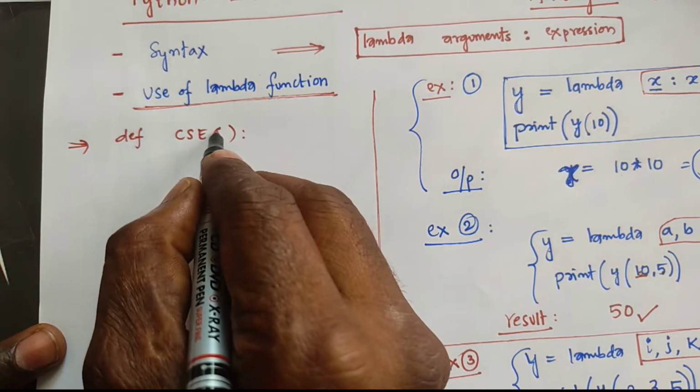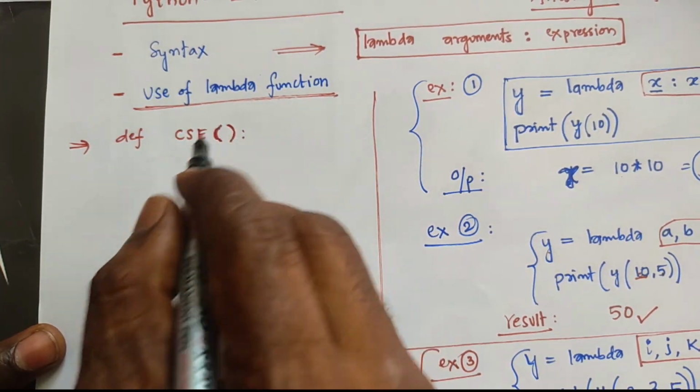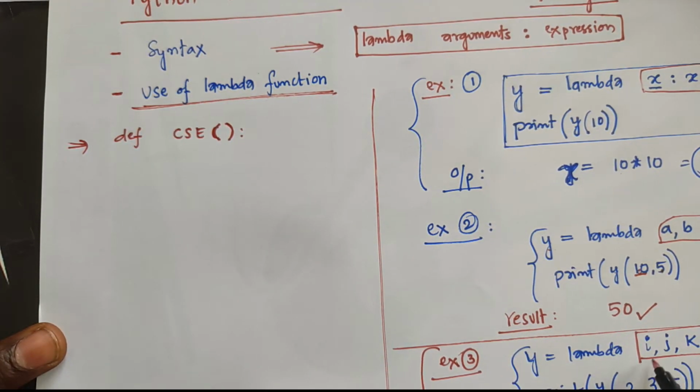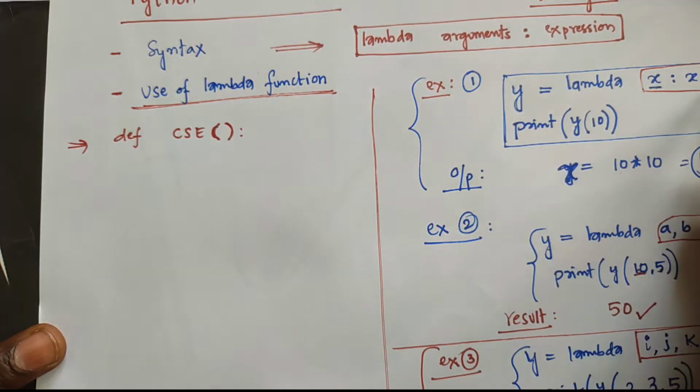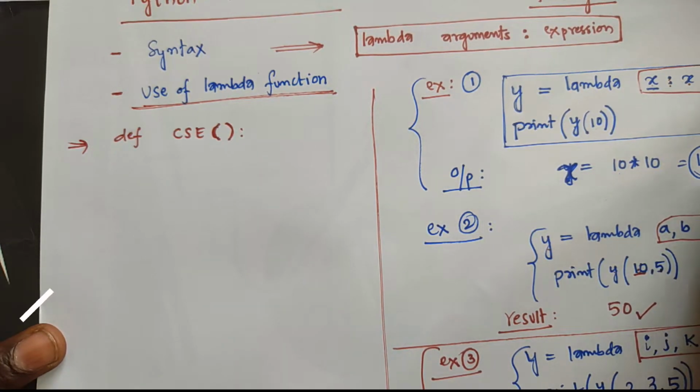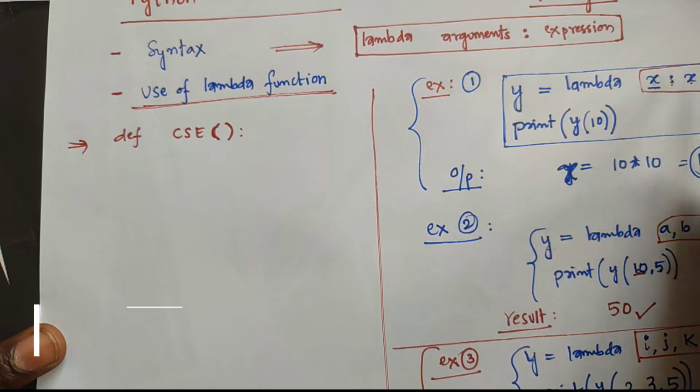The function name is CSC. But why do you prefer the lambda function? In this function, we are initially defining the i value, j value, k value like that. After that, we have to use them. For example, in the first example, x is equal to x into 10. But here the 10 value is a static value, but you may change it continuously.